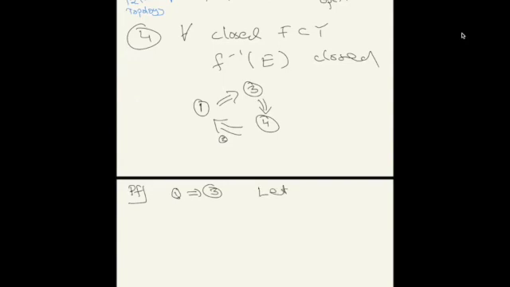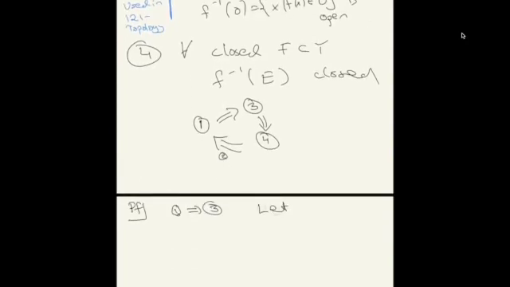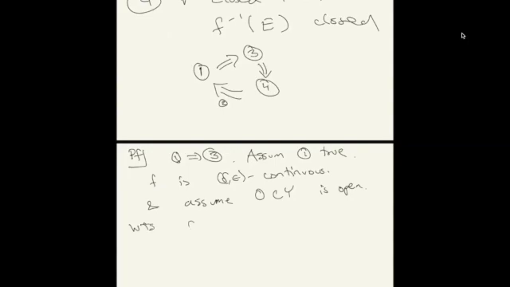Okay, so let's set things up. Assume that 1 is true. So f is epsilon delta continuous. And assume, in setting up the proof for 3, that O, a subset of the image set, is open. We want to show that the pre-image of O, a subset of X, is open as well. Now this subset of X is superfluous here. It's just to emphasize to the reader and to ourselves that we're now working on the X side.